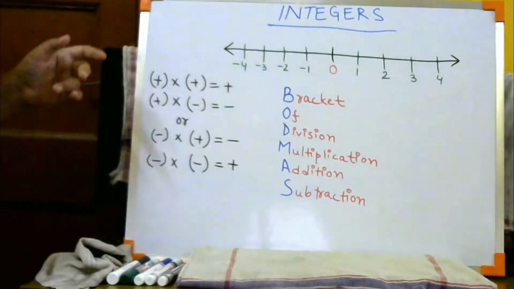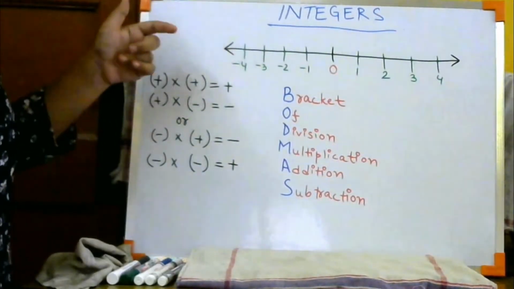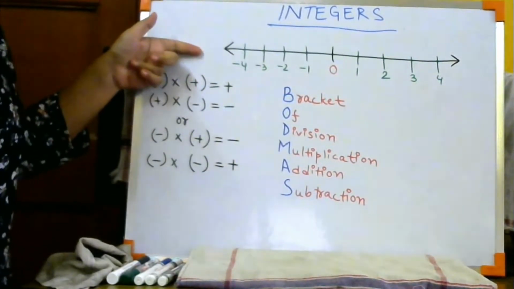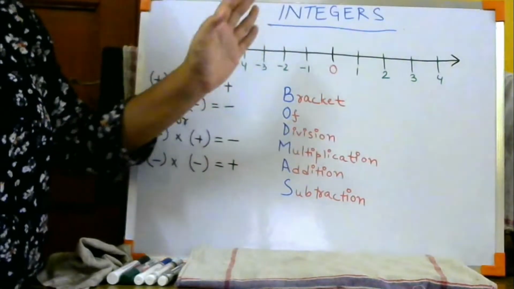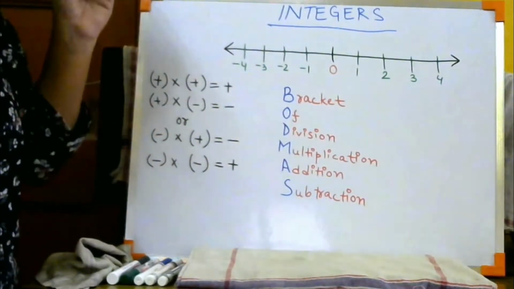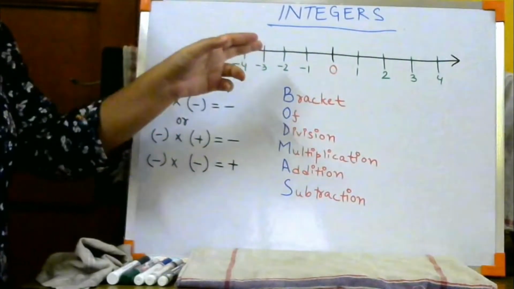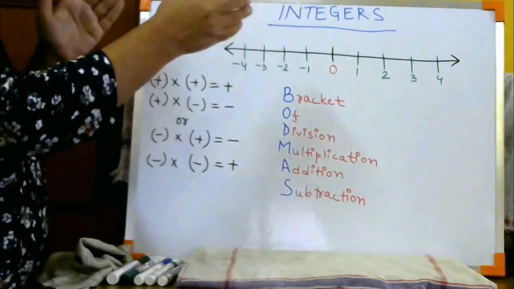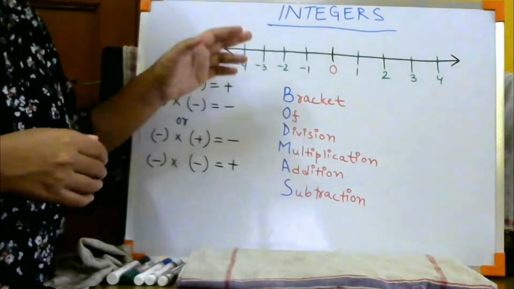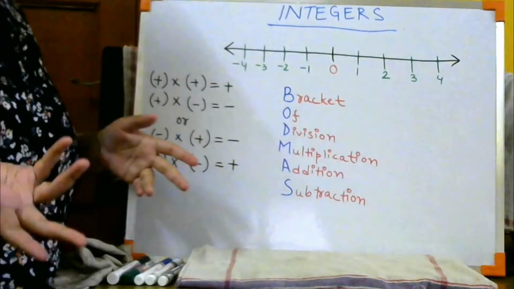Now, when we talk about integers, we talk about the number line. That is why I have drawn the number line over here. It is not a complete number line. Number lines go on increasing. How many numbers are there in this world? So many numbers will be there on the number line. Since my board is small, I had to do it only till 4, but 5, 6, 7 are also of course numbers.